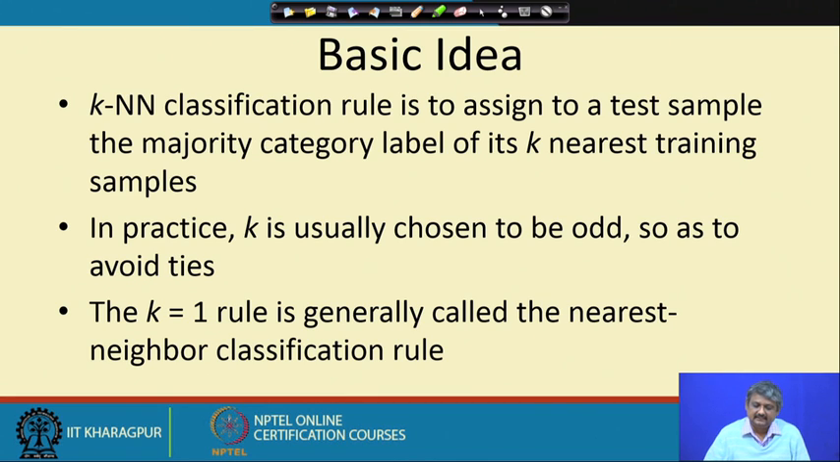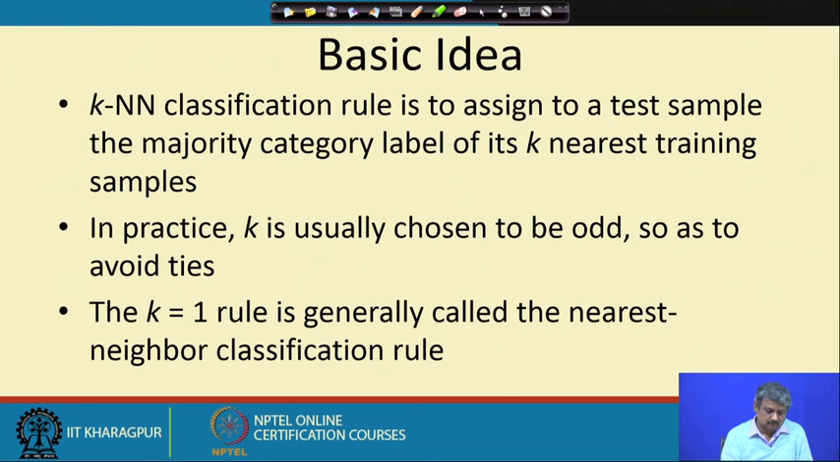As you can understand, if k is odd and you have two classes, one of the classes will always be the winner. There cannot be a tie. With more number of classes there can be a tie. If there is a tie, you can arbitrarily put it in any of the classes. The special case where k is 1 is called the nearest neighbor rule.